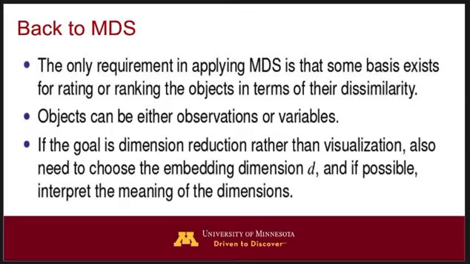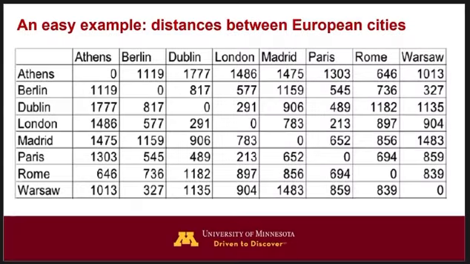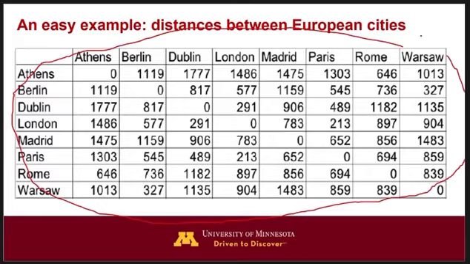The major goal in MDS is dimensionality reduction, except that we're working with distance. Take a look at this. I have European cities: Athens in Greece, Berlin in Germany, Dublin in Ireland, London in England, Madrid in Spain, Paris in France, Rome in Italy, and Warsaw in Poland. And as you can see here, this is the distance matrix that we have. Now, if you have this distance matrix, this is a dissimilarity matrix.